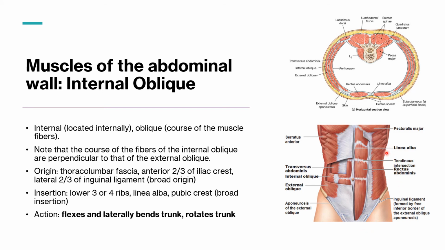So it originates from back here through here, and it inserts pretty broadly as well on the lower 3 or 4 ribs, linea alba, pubic crest. And its actions are the same as the external oblique. It flexes, laterally bends, and rotates the spine.